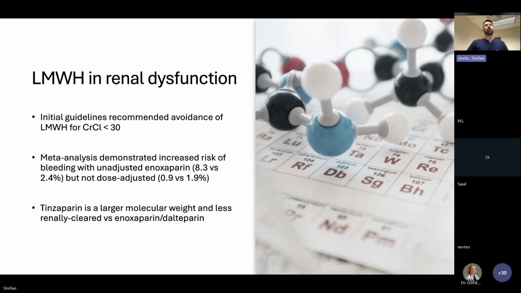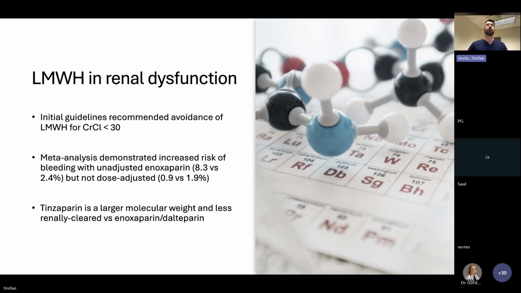And so the other indication previously for using unfractionated heparin was in renal dysfunction, because initial guidelines recommended that we don't have enough data to support the use in creatinine clearance of less than 30 for LMWH, and there's a risk of potential accumulation. However, Wendy Lim and colleagues at McMaster really showed in a meta-analysis that if you dose adjust the LMWH, so for example, enoxaparin, you significantly reduce that risk. So with unadjusted dosing, you have about a 4-fold increased risk of bleeding, but when you dose adjust, that risk goes down to about 1 to 2% in keeping with standard bleeding risk.